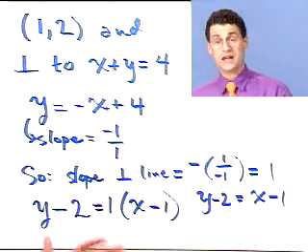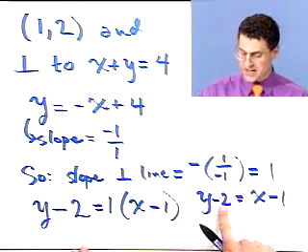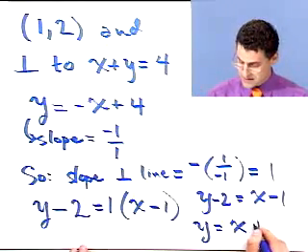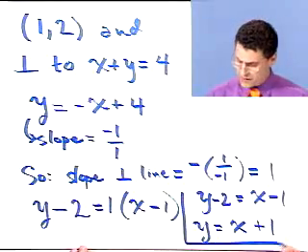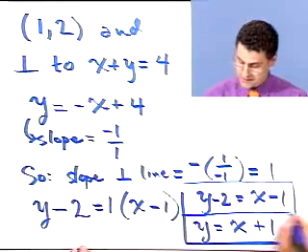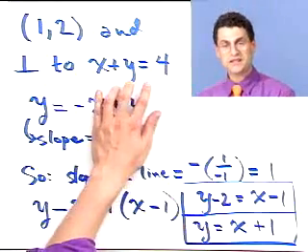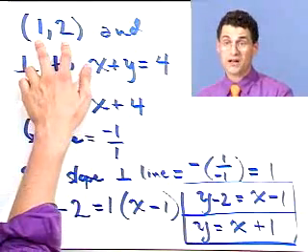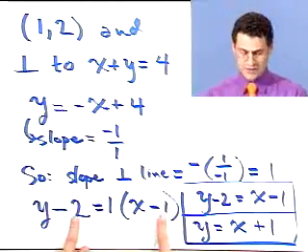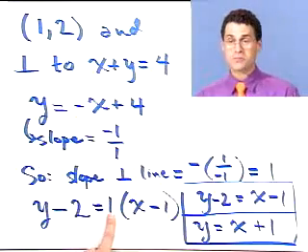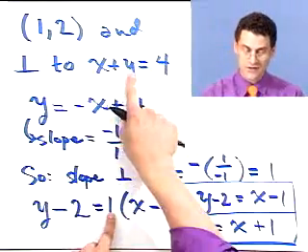Or if you want to write it in slope-intercept form, just add 2 to both sides, and I would see y equals x plus 1. Either one of these answers is correct. This is the line that is perpendicular to this line and passes through the point 1, 2. It passes through the point 1, 2 because I put that point in, and it's perpendicular to this line because the slope is the negative reciprocal of the slope of this line. Neat. All right, see if lines are parallel, perpendicular, and have some fun.